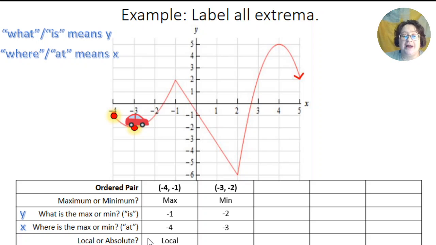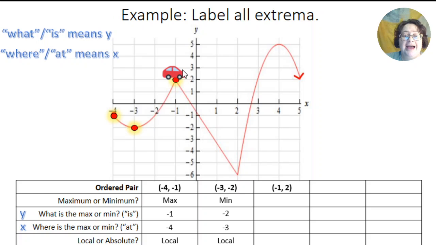Is it local or absolute? Well, I see there are points over here lower than this one, so it is only a local minimum. Now, I'm going to take my toy car and trace again, and here is where I would change direction, so I'm going to stop and put a point, and that is at -1, 2. So I'm going to fill that in my chart.